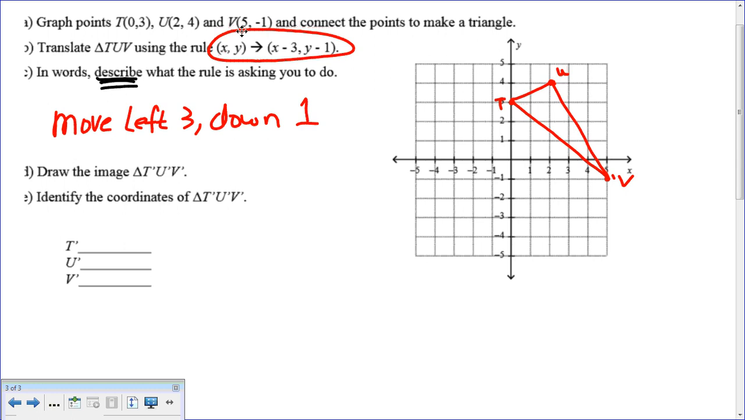Okay. So if we move left 3 and down 1, where is this point T going to wind up at? Its new area. Negative 3, 2. Good. Because remember, we go to here, and we move left 3. 1, 2, 3. And then we just go down 1 right there.